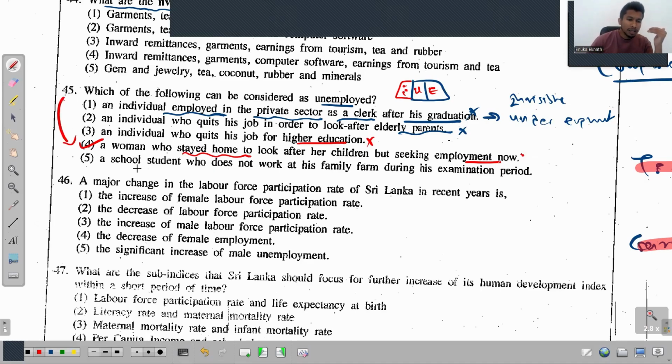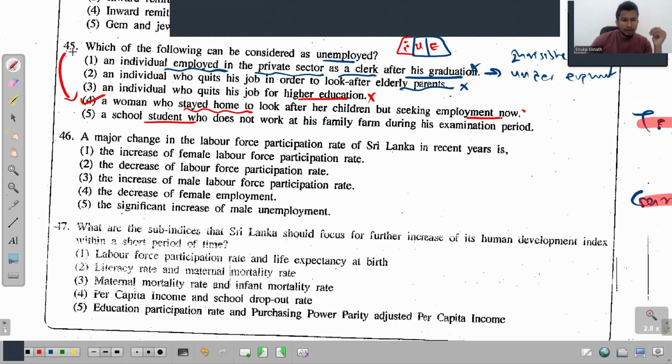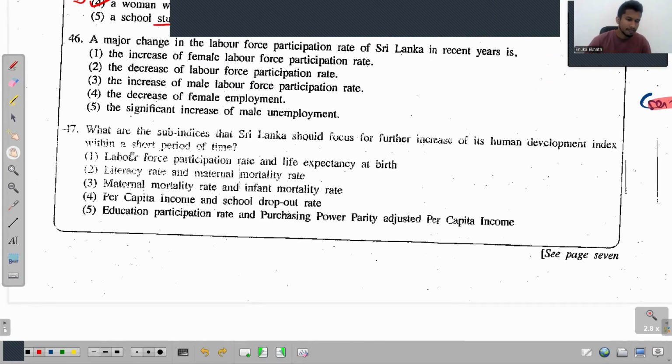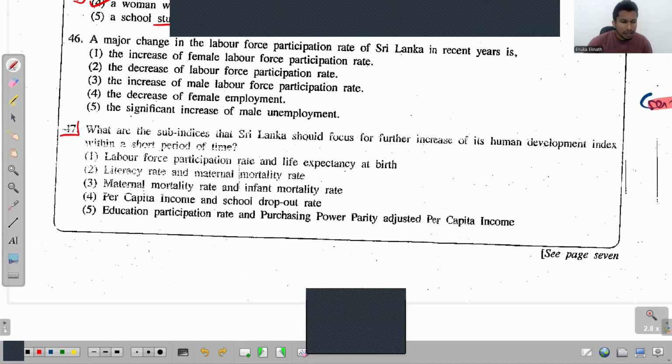Fifth one, a school student who does not work. Okay, if it's a school student, he is not a part of labor force. Right. For question 45, fourth is the answer. Look at this question 46 now. A major change in the labor force participation rate in Sri Lanka in recent years. Again, this is not going to be relevant for your exam. So we'll skip that. Look at this question 47 now.